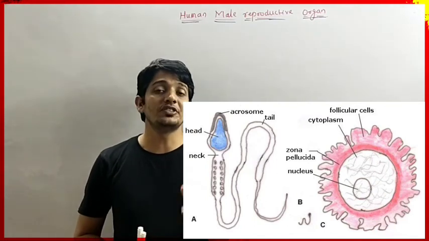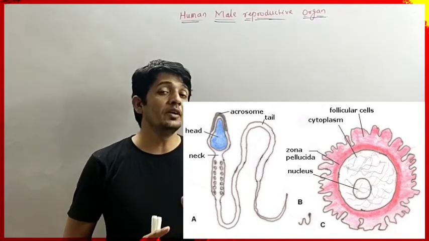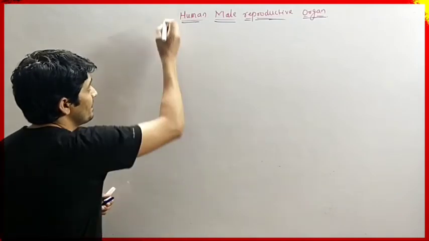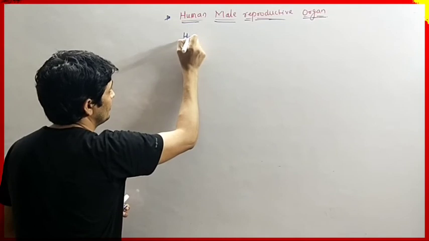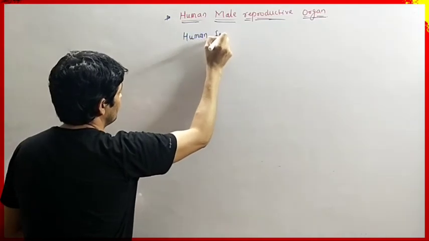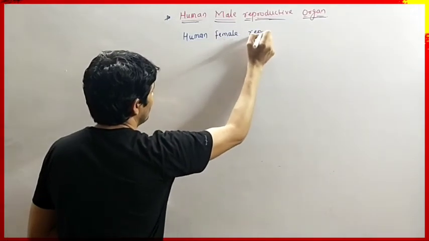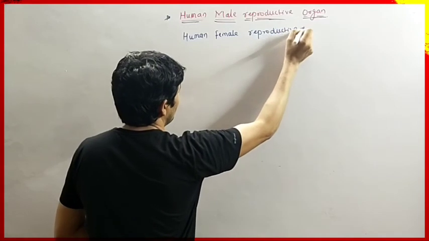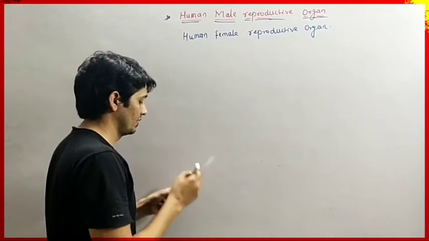Now we are going to understand the human female reproductive organ. Now we will study the human female reproductive organ.